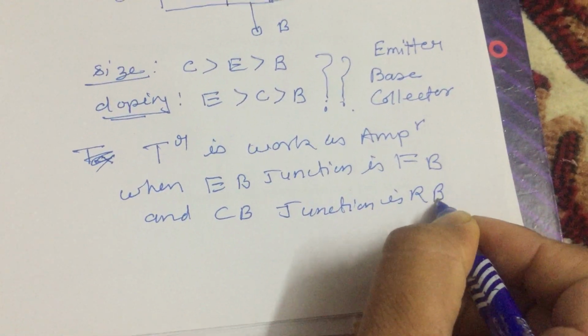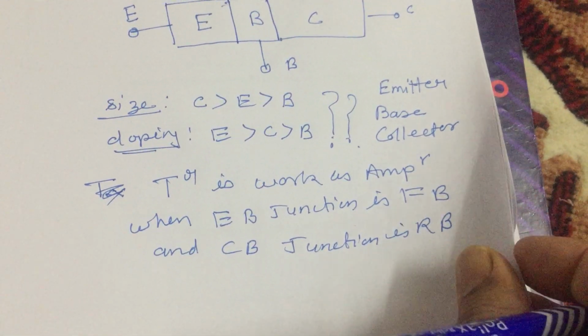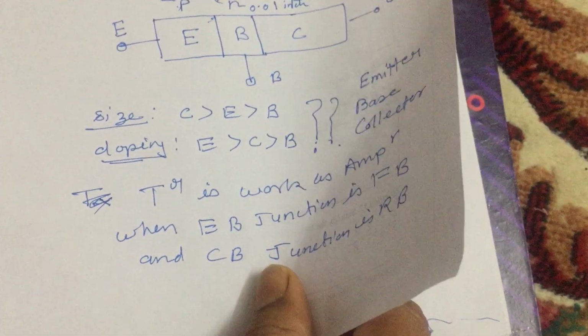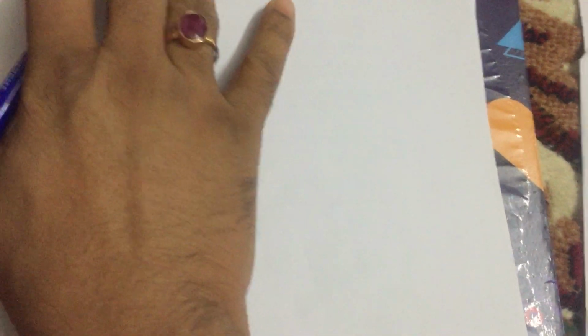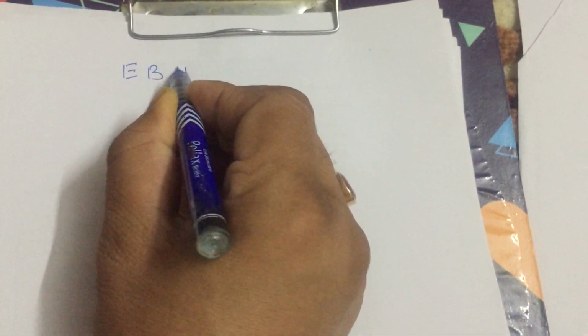We already discussed that a transistor works as an amplifier and it also works as a switch. Here we explain the operation of the transistor as an amplifier. To explain the transistor working as an amplifier, we put the transistor in the active region. Active region means the emitter base junction is forward biased and the collector base junction is reverse biased. So first, the emitter base junction is forward biased.